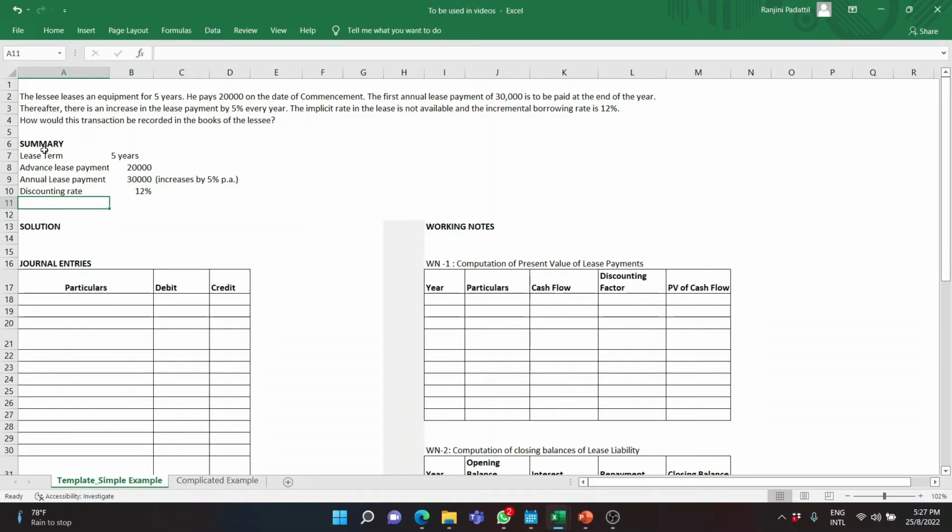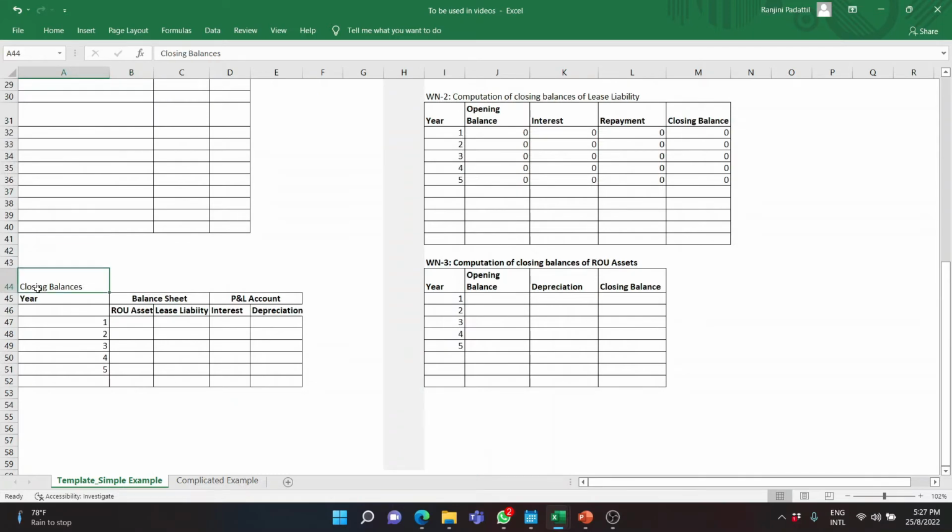All right. Now the solution, please look at solved examples to understand the format in which the solution is expected to be given by you in your exam. In my case, I would prefer to give the journal entries to be passed in the first year, and I would also like to give the closing balances in each of the years of the lease term.